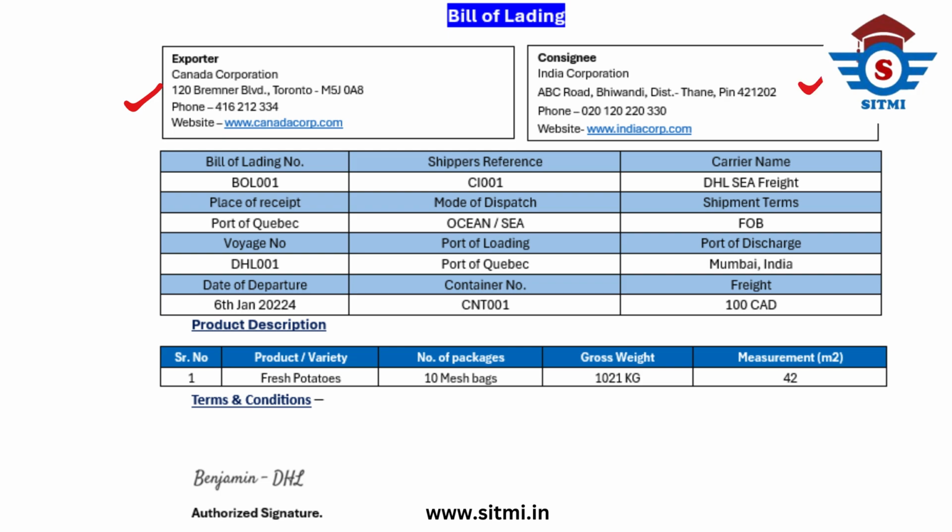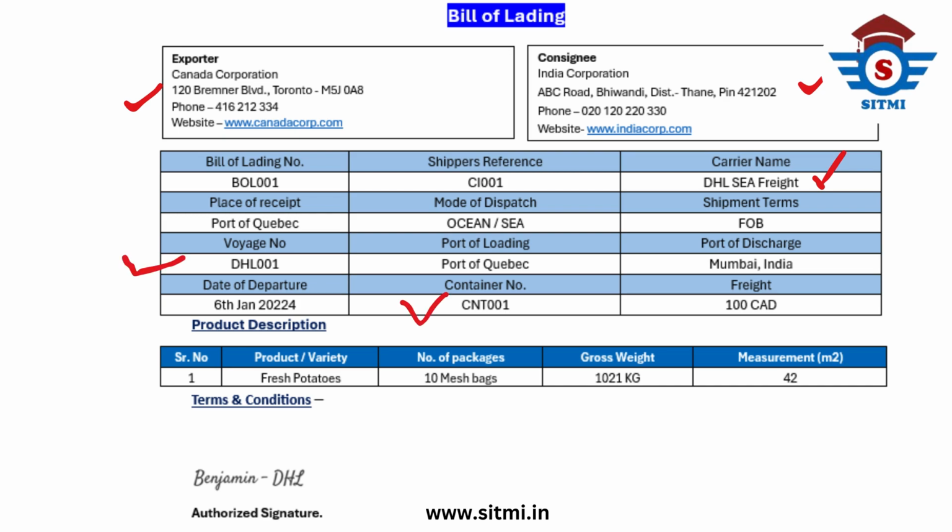Second one is consignee information. Similarly, it includes information about the consignee, who is the recipient of the goods. This may include their name, address, and contact details. Third one is carrier information. The bill of lading identifies the carrier responsible for transporting the goods. This could be a shipping line, airline, trucking company, or other transportation provider.